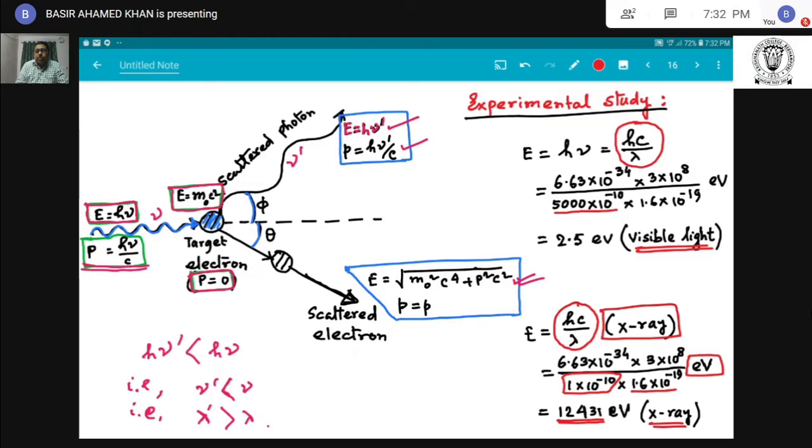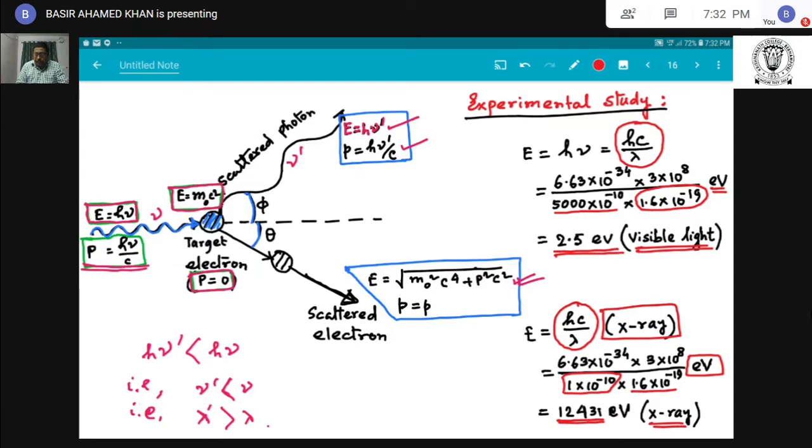This is 6.63 into 10 to the power minus 34 joule second. This is h, and c equal to 3 into 10 to the power 8 meter per second, and this quantity by this quantity I transform the unit of energy from joule to electron volt, and here from this calculation I get energy of visible light photon equal to 2.5 electron volt, only 2.5 electron volt.